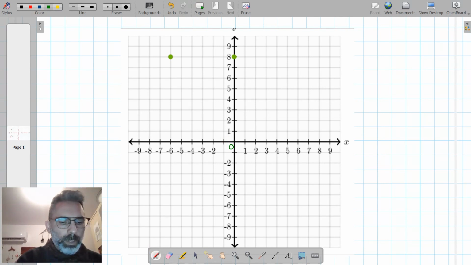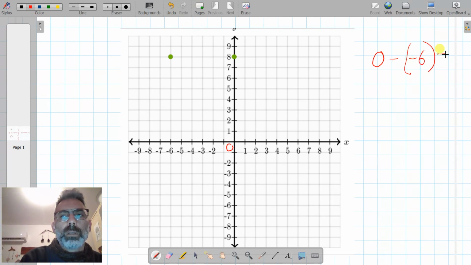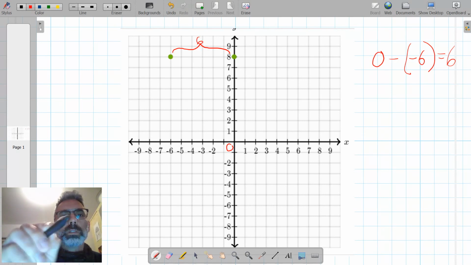So let's do it in red. So this is the 0 of the x, and this is negative 6. So the distance between negative 6 and 0 is 6. You can write it as 0 minus negative 6 equals 6. Okay. Because the number minus the negative number is the distance between the two numbers, which is 6.